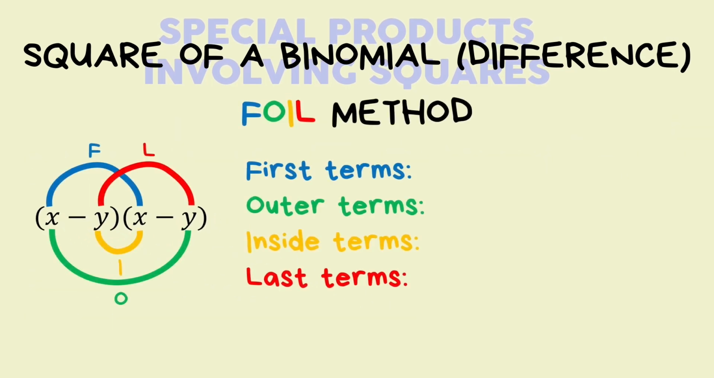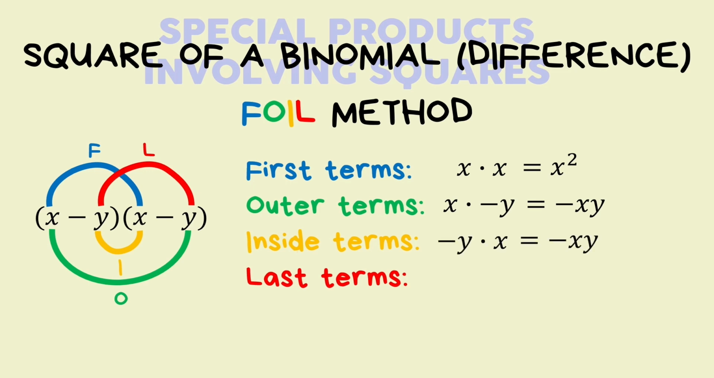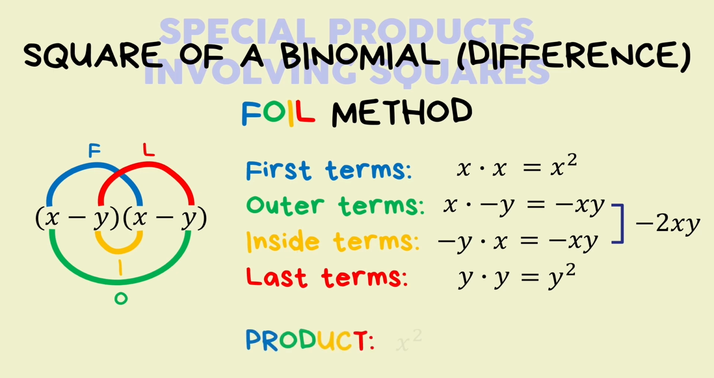Again, the FOIL method. The firsts are x and x. The product must then be equal to x squared. The outers, x and negative y, the product must be negative xy. The inners, negative y and x, the product must be negative xy, while the lasts are y and y. The product must be y squared. Yet again, we have similar terms, negative xy and negative xy. If we add them, we will have negative 2xy since they are both negatives. Hence, the final product should be x squared minus 2xy plus y squared.